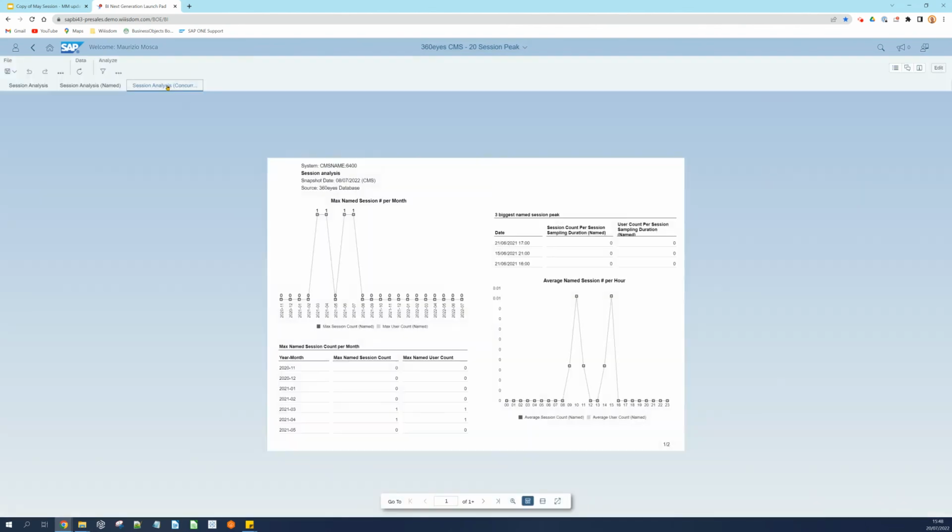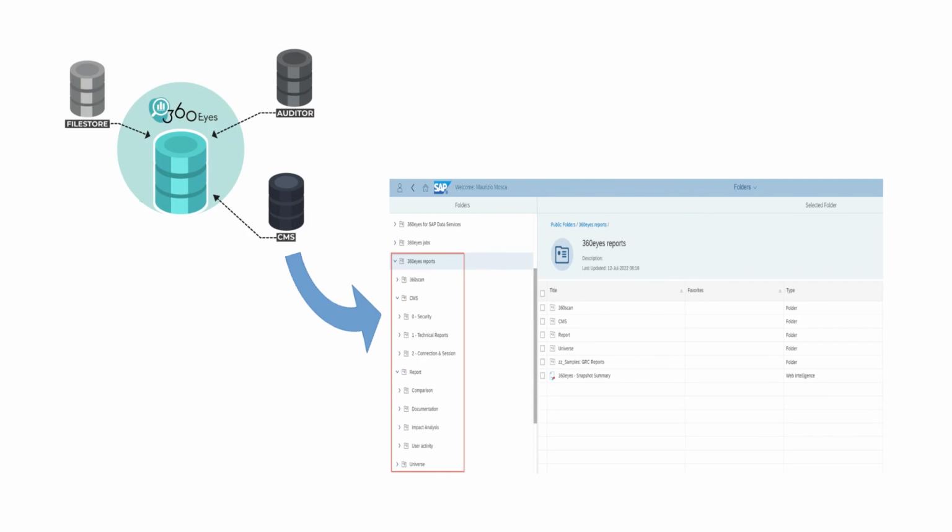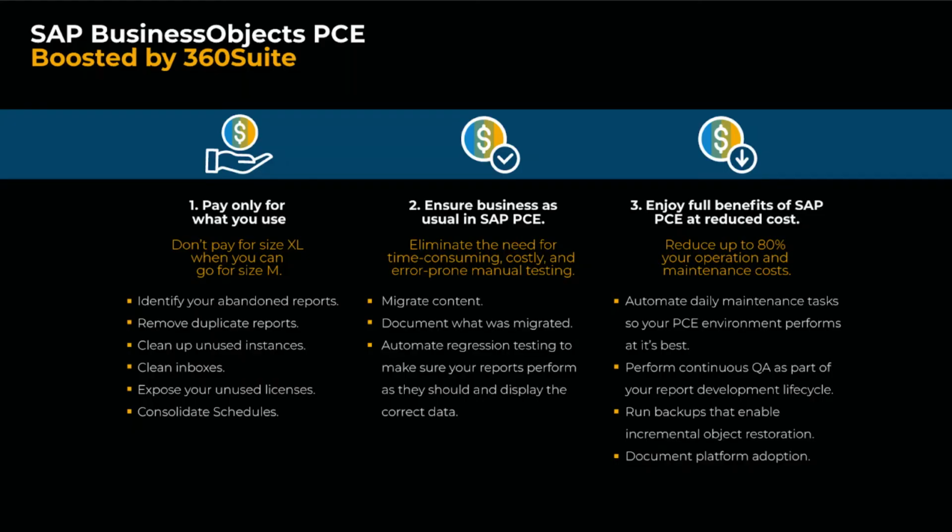Acting on the information gathered from 360eyes will make it possible to minimize the time, resources, costs, and risks associated with the migration. This is particularly important if you migrate into SAP PCE, as its subscription pricing is based on a t-shirt sizing model with named user licenses only. This means that the more content you migrate, the bigger the size you might need. Plus, any concurrent user licenses must be converted to named user ones.